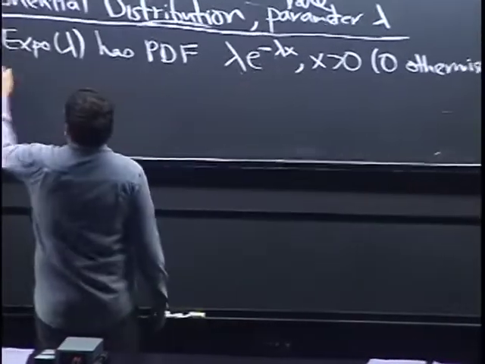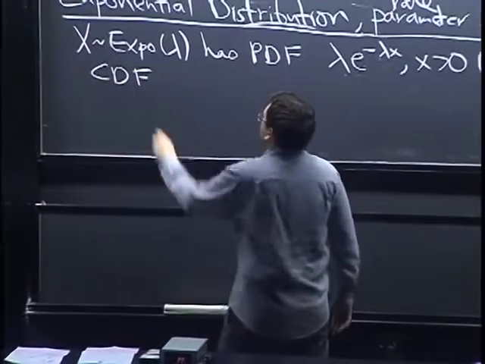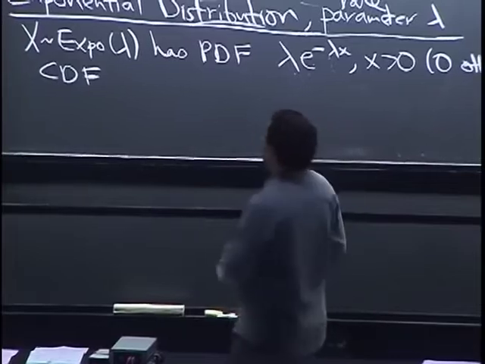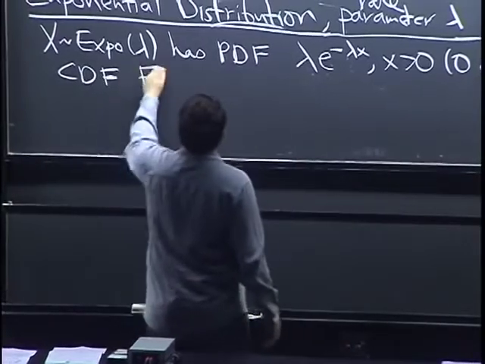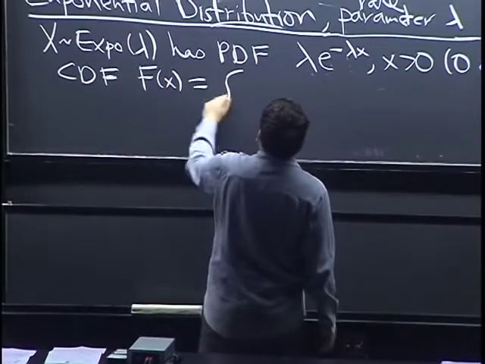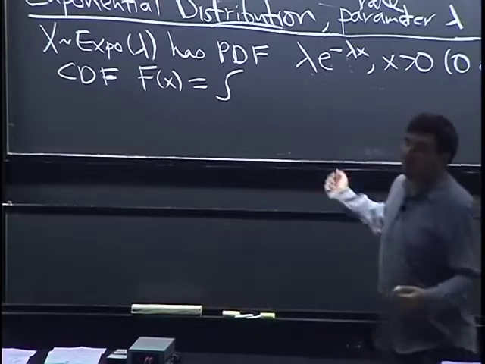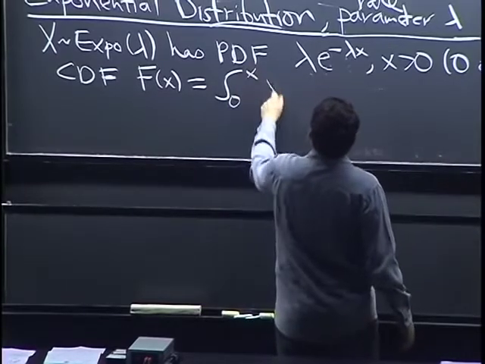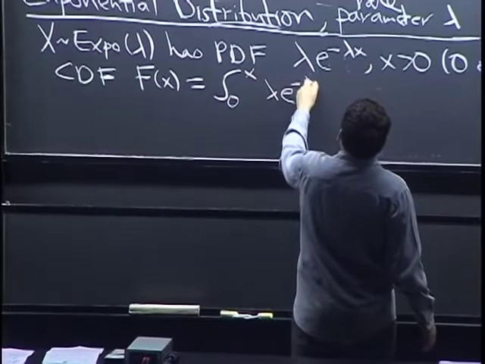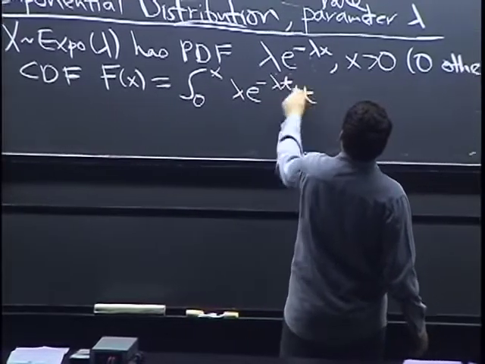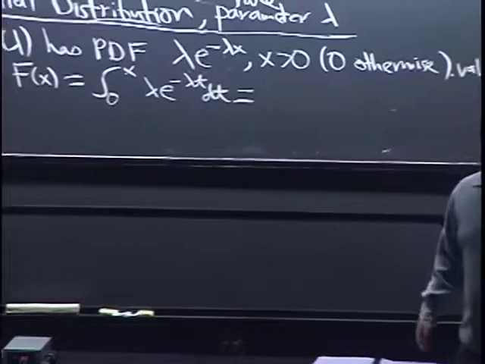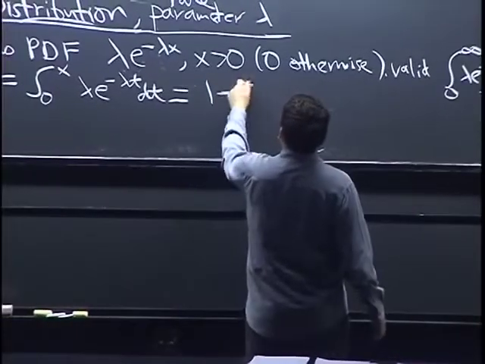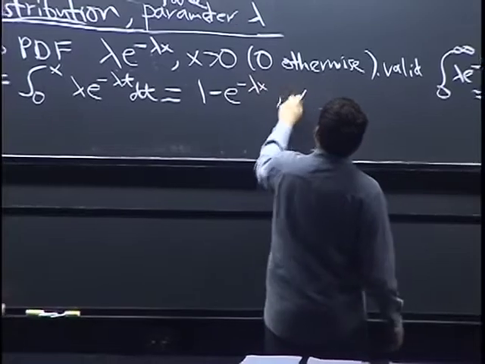So let's get the CDF. Since we have the PDF, it's easy to get the CDF just by integrating. So F(x) equals the integral. I'll start the integral at 0 because this is a positive random variable. 0 up to x of lambda e to the minus lambda t dt. Again, that's a very easy integral, and you'll just get 1 minus e to the minus lambda x for x greater than 0.